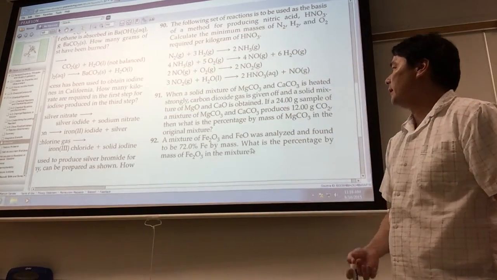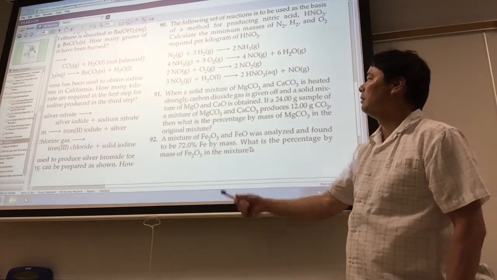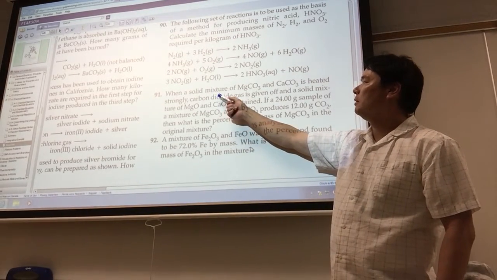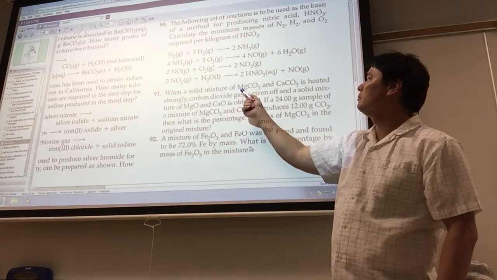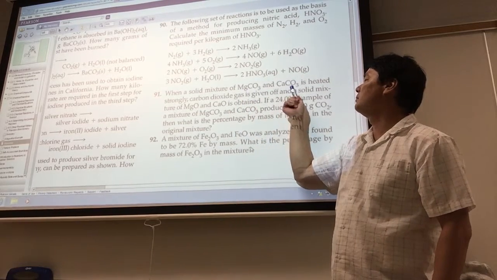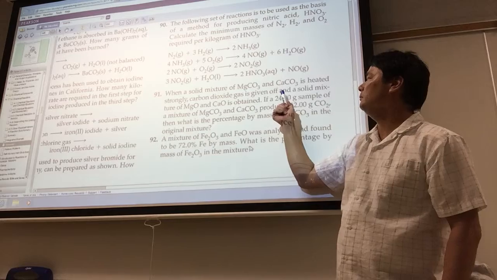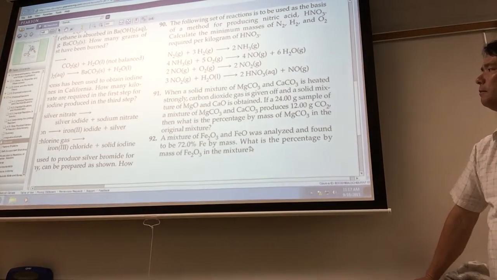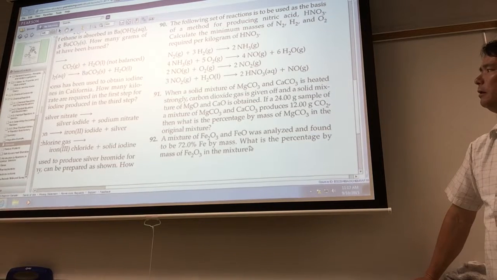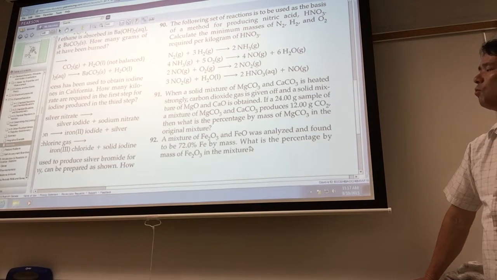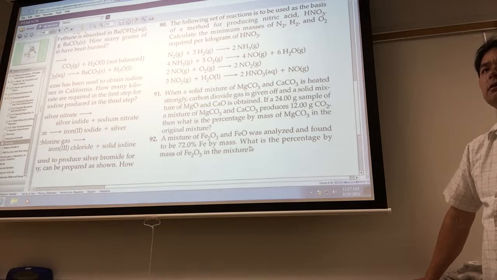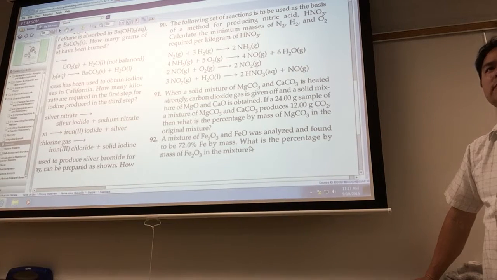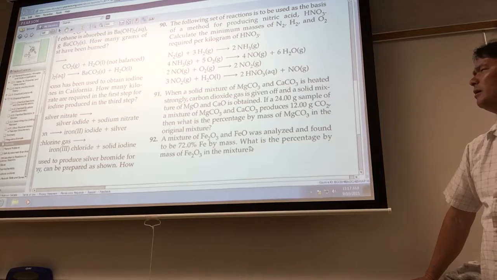The other type of thing that we're going to encounter are questions like number 91. When you look at number 91, what is this? It's a solid mixture of magnesium carbonate and calcium carbonate. Magnesium carbonate and calcium carbonate is often found in rocks as a mixture. You know, like I think dolomite is a mix of magnesium carbonate and calcium carbonate. It's been a while.